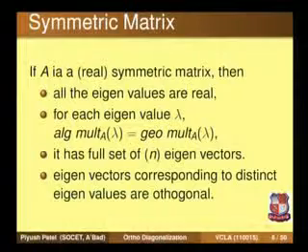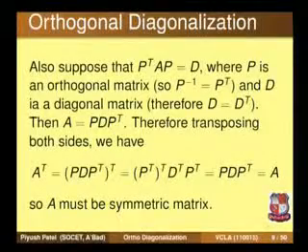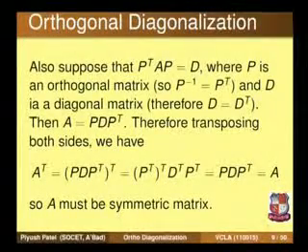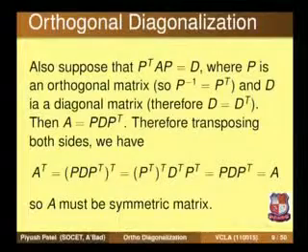Let us revise again. The eigenvalues are real, then we have a full set of eigenvectors, and the third most important property is that eigenvectors corresponding to distinct eigenvalues are orthogonal. These three things will help us to answer our first question. Now suppose that the diagonalization is possible and there exists an orthogonal matrix P such that P transpose AP is equal to the diagonal matrix.